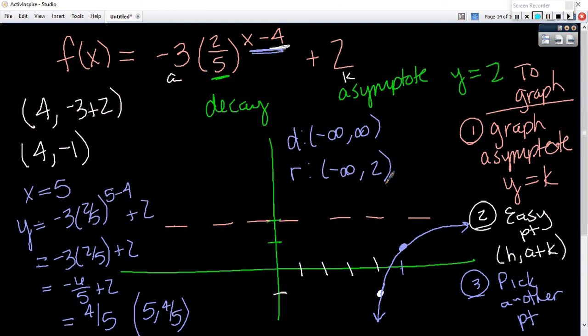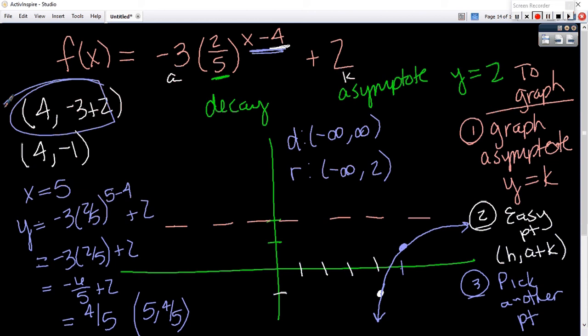Growth and decay is really not bad, especially since I'm not making you transform the parent function. But I do want you to understand that's where this is coming from. 0, a is a point on the parent function. So h, a plus k, is just transforming that by h and k. All right, let's do another one together, see what you think.